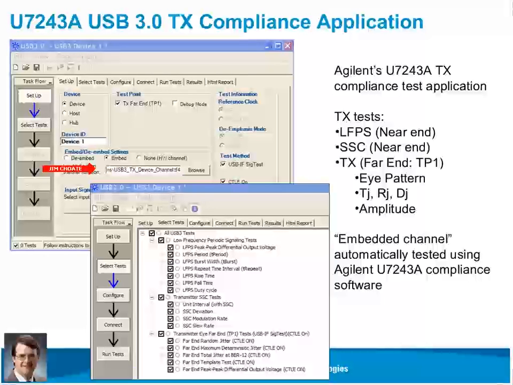SSC on USB 3.0 products is required to be downspread. What that means is your signal rate of 5 gigabits per second is downspread or modulated down to a lower data rate using a triangular profile waveform to lower the EMI emissions at that frequency. Transmitter testing for certification is done at the far end. I mentioned as we implement that through the embed function, and then we test the I pattern, transmitter jitter, and the amplitude of the signal as it would appear at the end of the channel after a reference equalizer is applied.